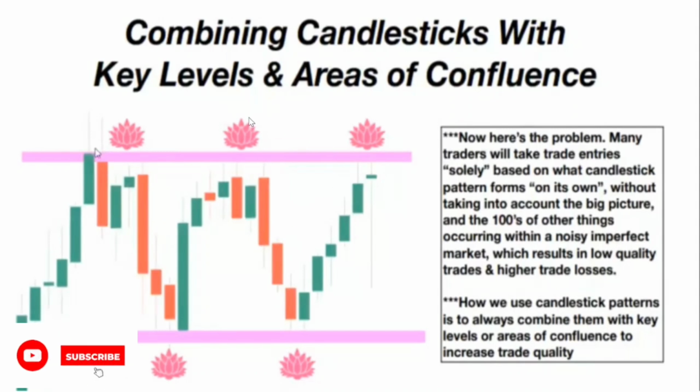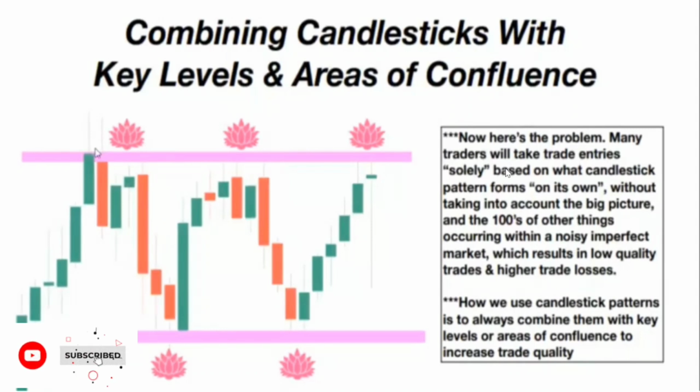So we have combining candlesticks with key levels and areas of confluence. The problem many traders have in trading is that they take entries based on what candlestick pattern forms on its own, without taking into account the big picture.